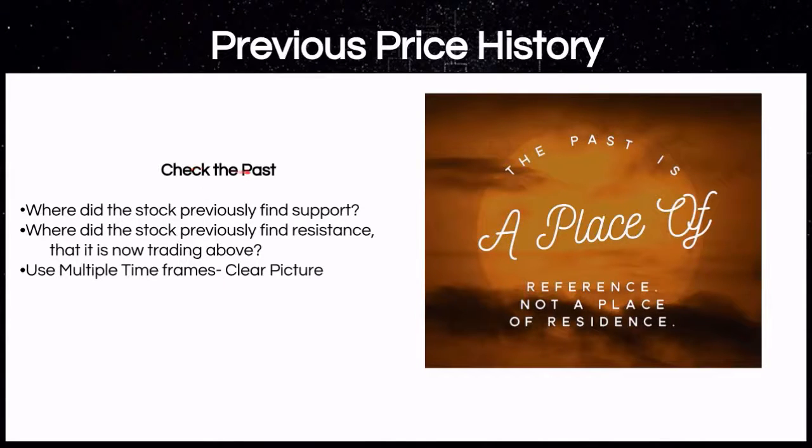So to look into the past, we need to see, where did the stock previously find support? If we see time and time again a certain stock bouncing off of a certain level, we know that it is more likely than not that that level will act as support in the future as well. Where did the stock previously find resistance that it is now trading above? The fundamental rule of technical analysis is that when the stock is above a key level, it acts as support, and when it's below it, it acts as resistance.